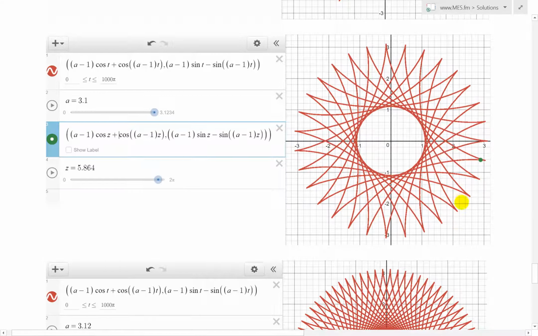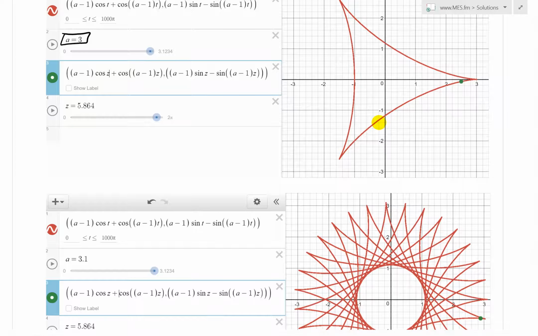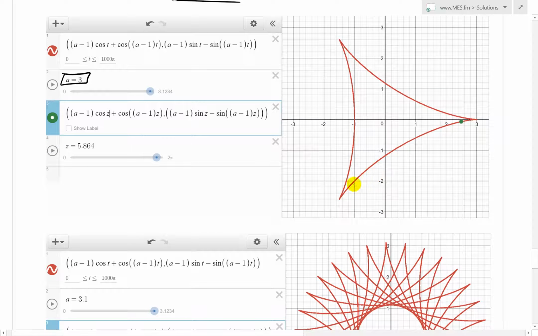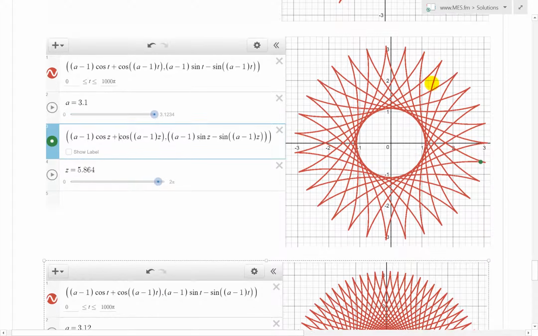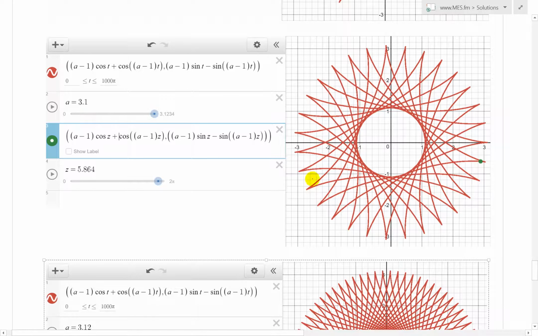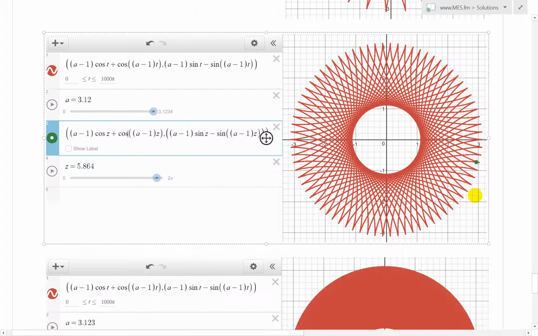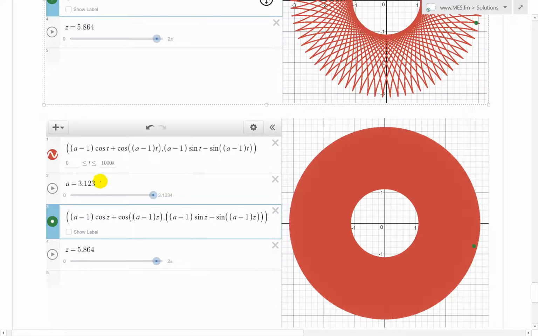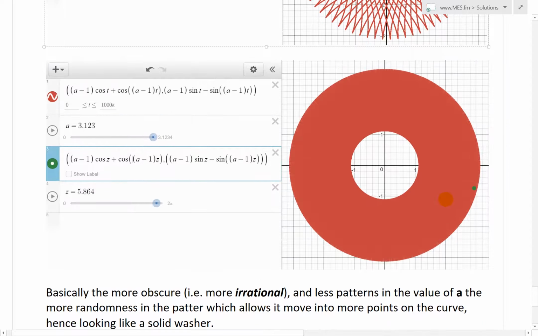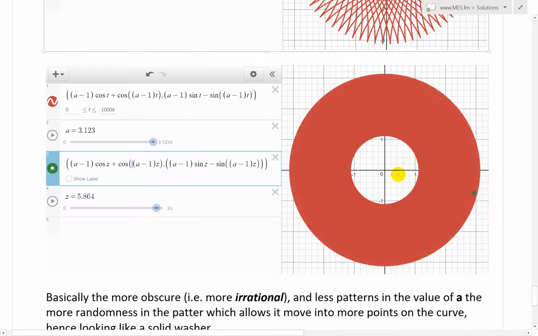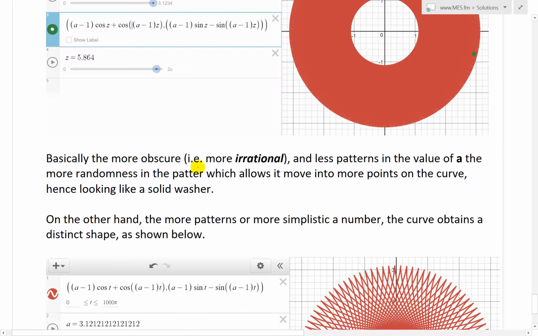Anyways, what I've done is I've copied and pasted that all here. So at a equals 3, we get 3 cusps like that, 1, 2, 3. And now when we go to 3.1, we get a bunch of random cusps like that. And then you go to 3.12, it gets a shape like this, quite amazing. And then if you go to 3.123, it's pretty much like a solid shape like that. So basically, the more obscure, i.e. more irrational, and the less patterns in the value of a, the more randomness in the pattern of the curve.